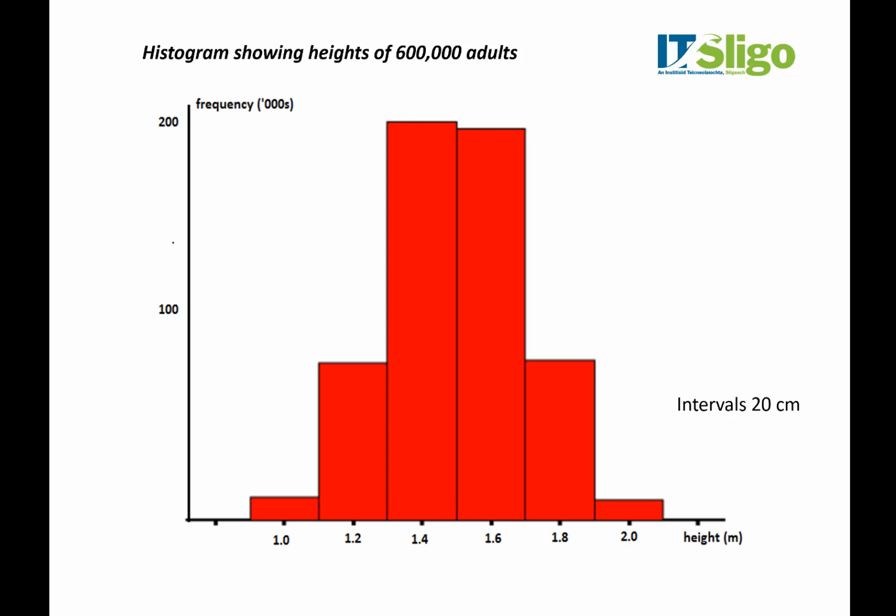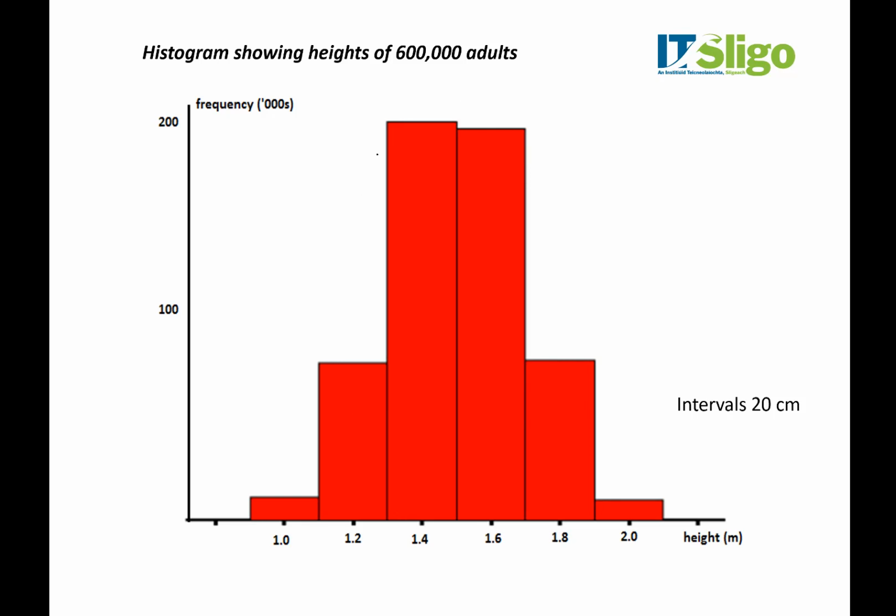So we're just going to go into the heights example. We're taking a look at 600,000 adults. And this is a histogram. It's like a bar chart, but it's a bit more sophisticated than a bar chart. Here we can see that if we take our 600,000 adults in intervals of 20 centimeters, this is how their heights play out. So now we can see that most people fall into the middle, which is what you'd expect. And this really is the essence of normal distribution.